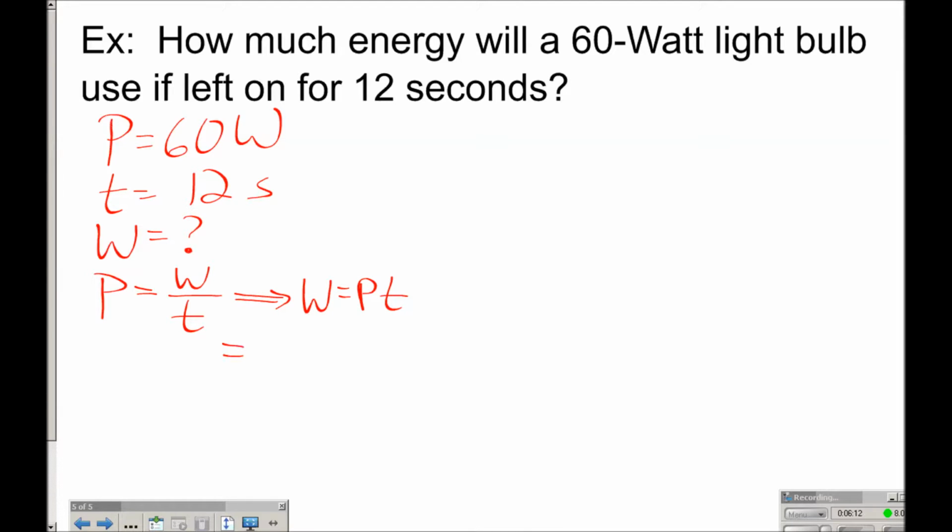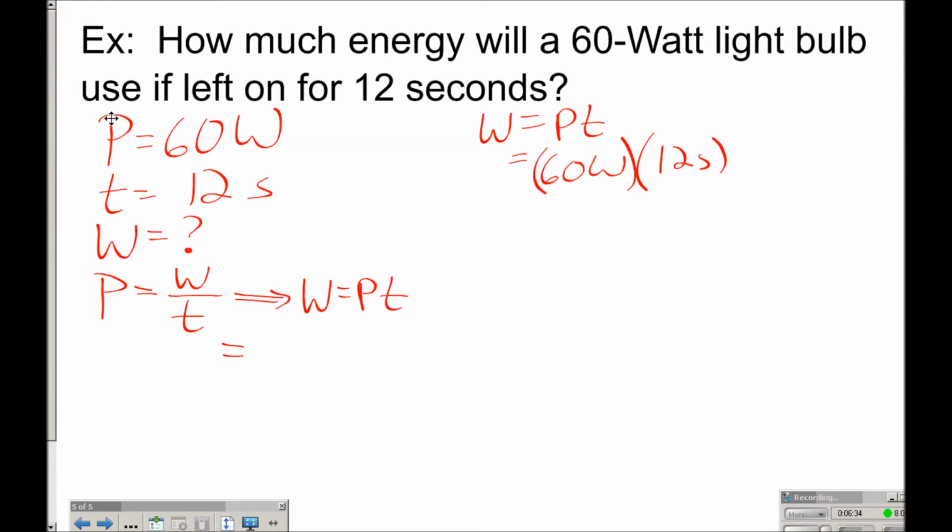So here's all we're going to do. Let me do it up here. We got a little more room. Work is power times time. So our power was 60 watts times 12 seconds. All right, so you can do the math on this, and you're going to get 720. But 720 watts. Okay? That was watts, not watts.